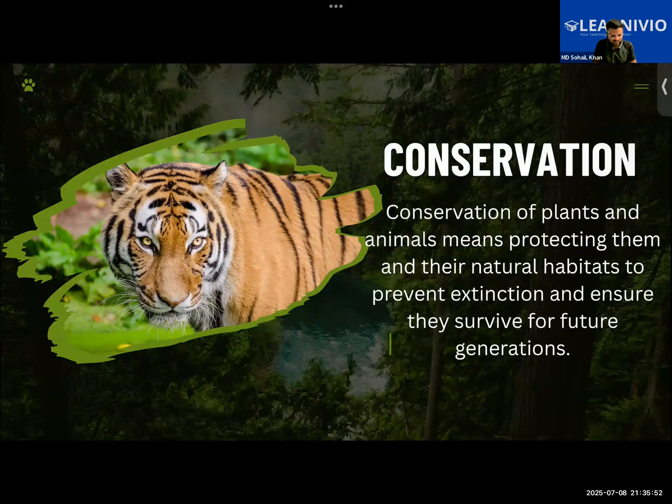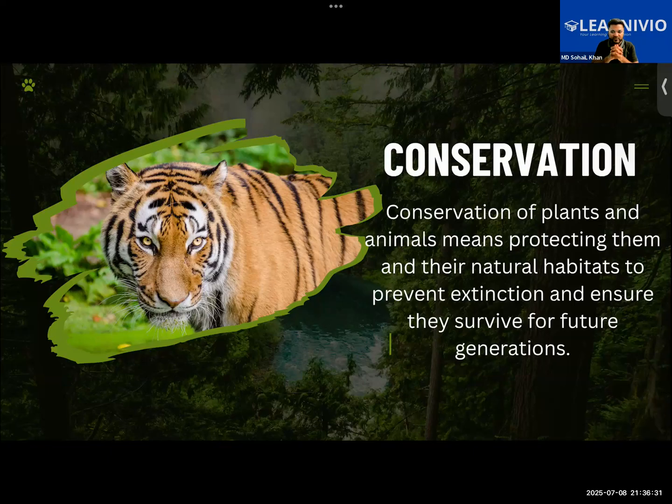But first of all, let's learn what the word conservation even means, and in the context of plants and animals, what does it mean? The word conservation will carry different meanings for different things. There is conservation of coal and petroleum also, and in that case it will have a slightly different meaning. Here we are talking about conservation of plants and animals. So conservation of plants and animals means protecting them in their natural habitats. Why do we need to protect them? So that they don't go extinct.